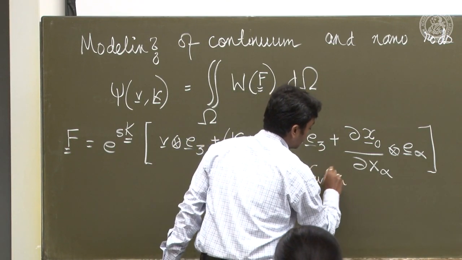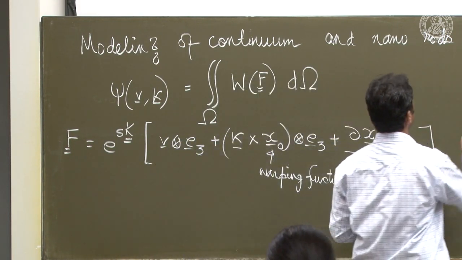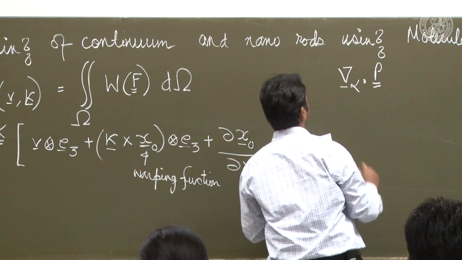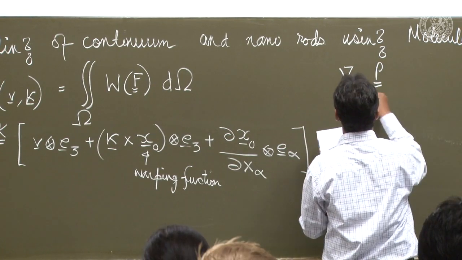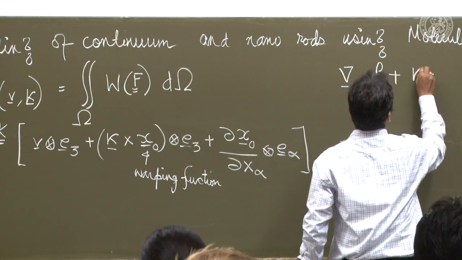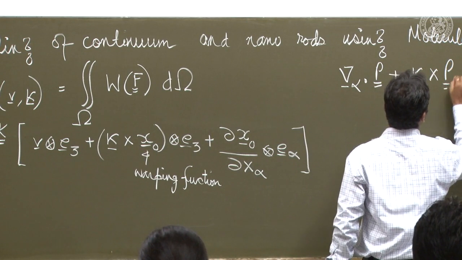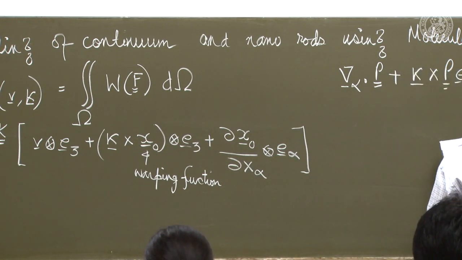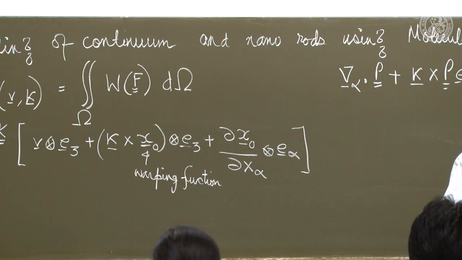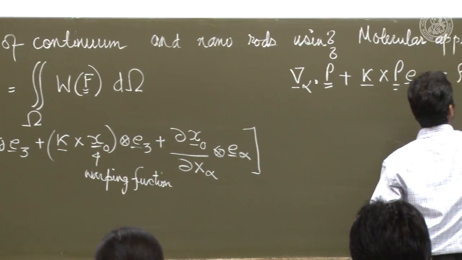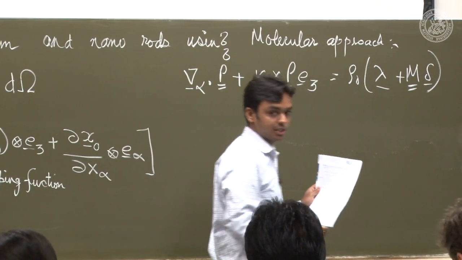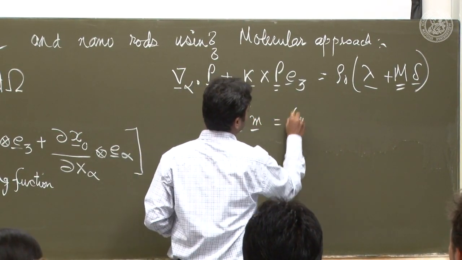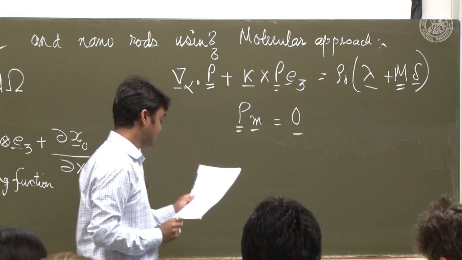out using the equilibrium equations that we derived as grad alpha dot p plus kappa cross p E3 is equal to rho naught lambda plus m delta, which is valid through the cross section, and Pm is equal to 0, that's a traction free boundary condition.